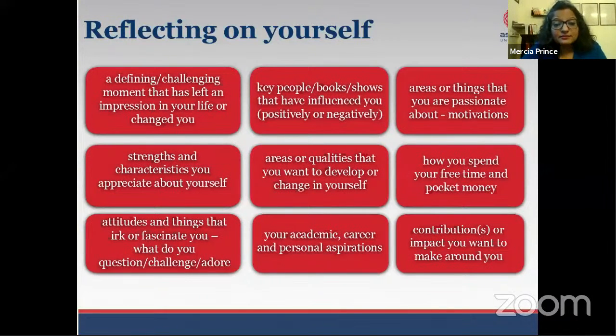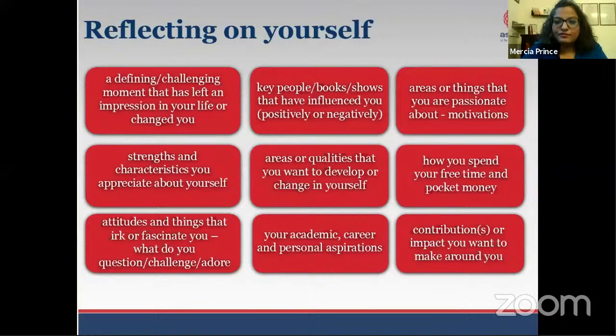Also think about attitudes in other people that irritate you or irk you, or that really fascinate you, that make you question or challenge, or things that you really adore. Again, these things will give you a deeper understanding about yourself. And then, of course, think about your own aspirations. What do you see for yourself?